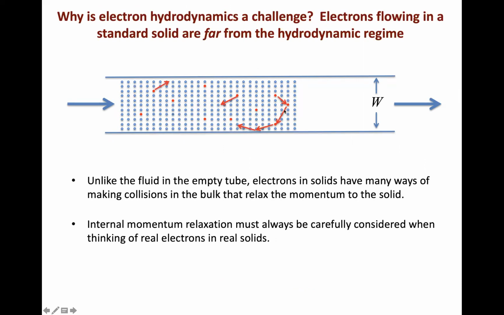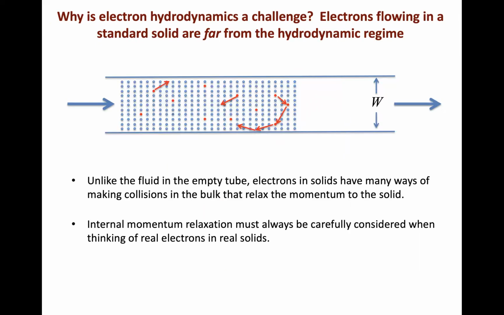So that means that in the bulk of your electron channel, you have momentum relaxing conditions, an internal momentum relaxation, which is happening inside the pipe, if you like, not just at its boundaries. And that internal momentum relaxation must always be very carefully considered when we're thinking of real electrons in real solids. And in the vast majority of solids, the defect scattering, just the impurity scattering, is so high that you have no chance of ever seeing a viscous effect.